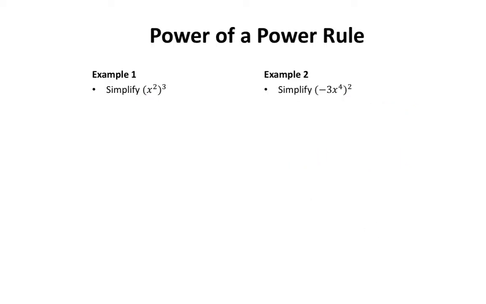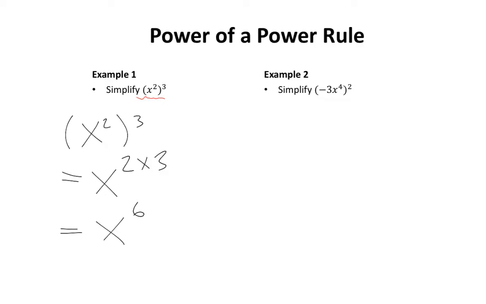In our first example, we want to simplify x to the power of 2 raised to the power of 3. In this situation, we have a power of a power, and we are going to multiply the exponents. So that is equal to x to the power of 2 multiplied by 3, and our final answer is x to the power of 6.